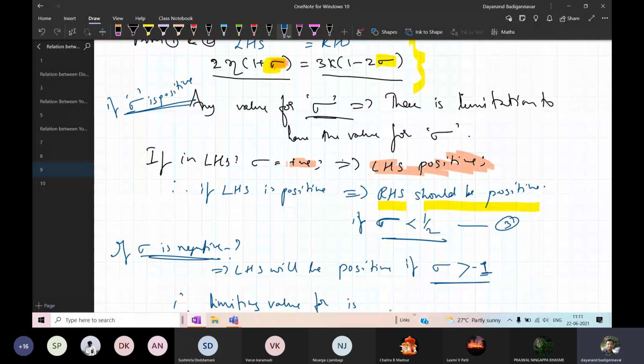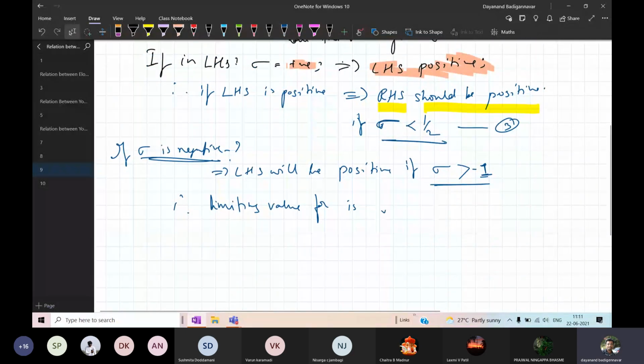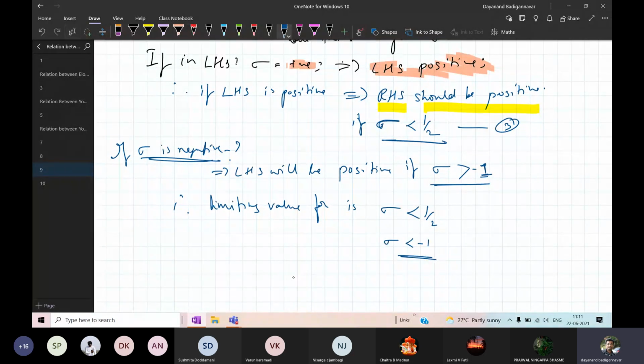such that sigma should be less than 1 by 2, and on the negative side it should not be more than -1. It should not be greater than -1. So therefore it is lying between -1 and 0.5.